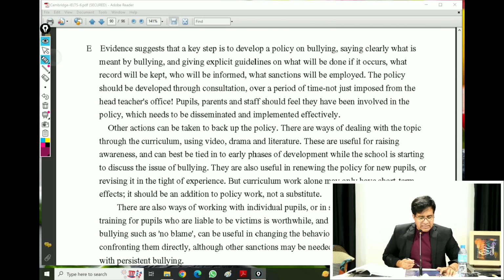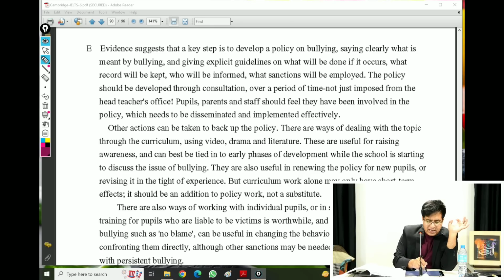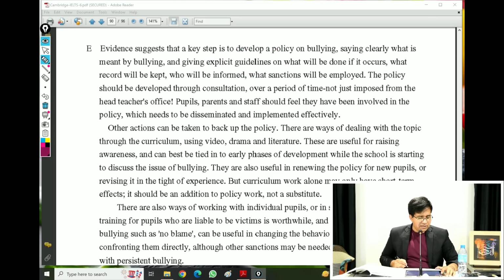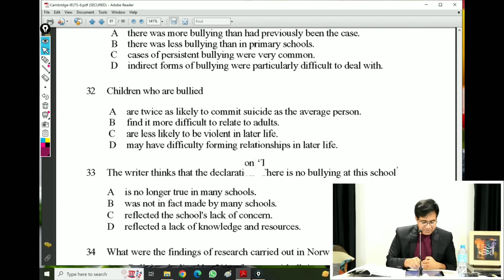Good. All right. Detailed. For detailed, they use the word explicit. I'm reading second line. Meant by bullying and giving explicit guidelines on what will be done if it occurs. It occurs means bullying occurs. Explicit guideline. Explicit means detailed, and answer is guidelines, plural. They have written plural. You write plural. Guidelines. Now those who couldn't understand can relax. Guidelines, I know. Okay, don't worry, you'll be fine.